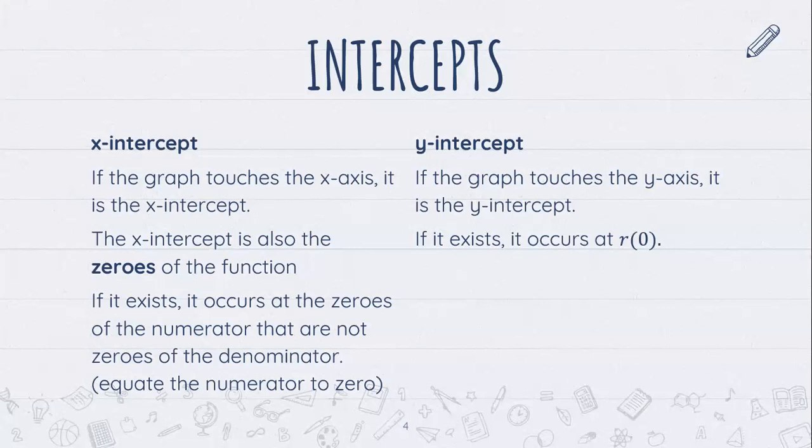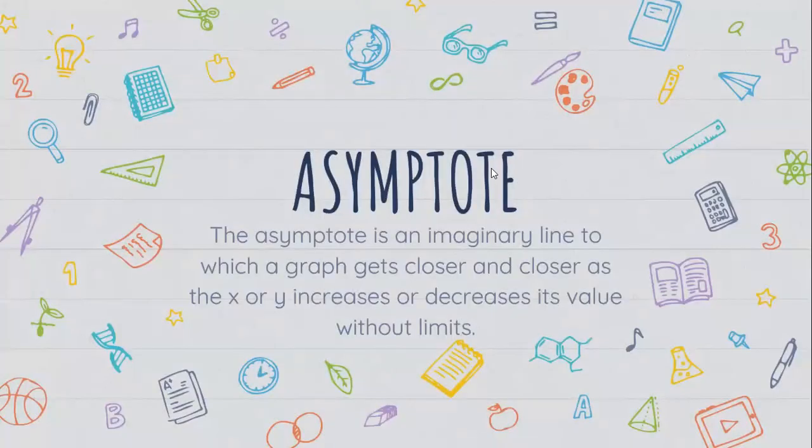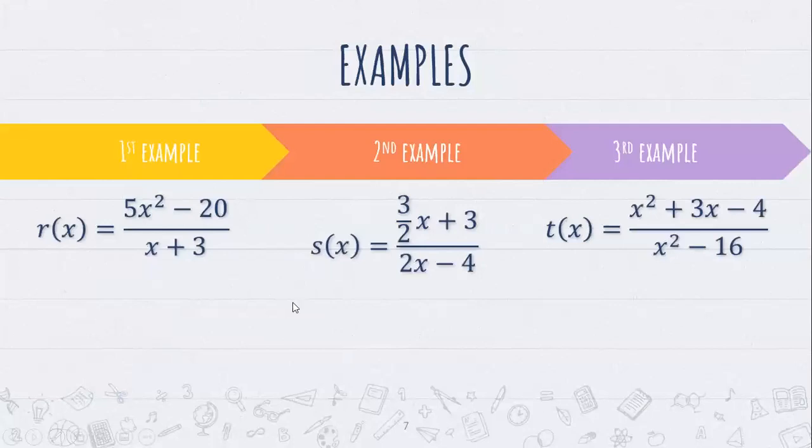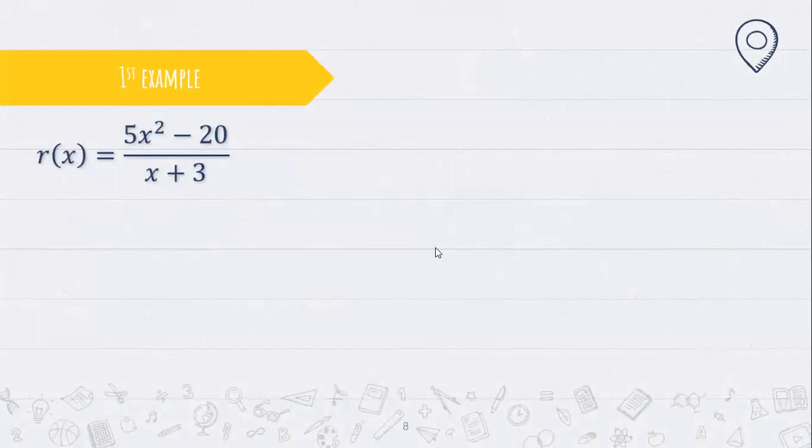Okay, let's try. Sige, try tayo. So, we have 3 examples here. Ito yung mga gagawin natin ngayon. So, we have our first example. Our first example is r of x is equal to 5x squared minus 20 all over x plus 3.